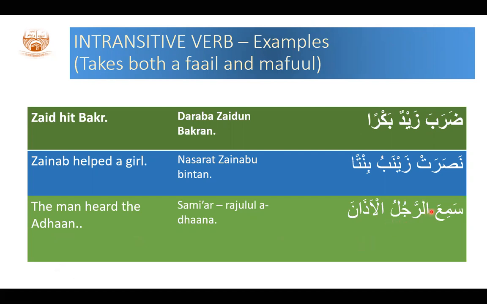We have the verb Sami'a, which means he heard. So we have Sami'a Rajulu. The man heard. What did the man hear? Al-Adhana. The man heard the Adhan. So, Sami'a, verb, Rajul, the subject of the verb, the fa'il. It takes the case of rafa by dhamma.